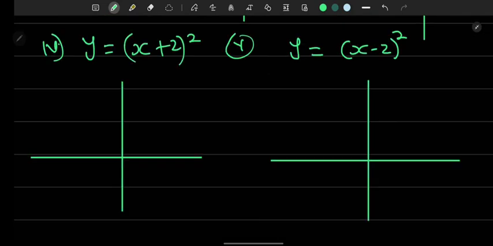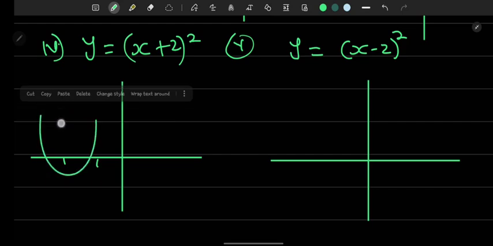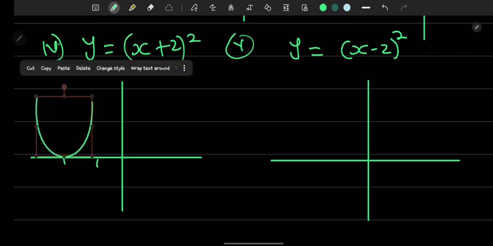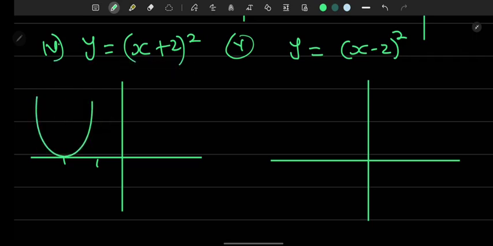Suppose we consider these examples: you have y equals x plus 2 squared. What you have here is what we call a horizontal shift, and plus 2 here implies that you will move this 2 units to the left. That's the meaning, 1, 2. So that means the graph will be here. Then x minus 2 squared implies 2 units to the right. So whenever you have minus inside brackets like that, it is going to the right.